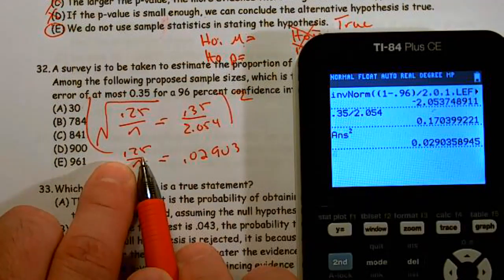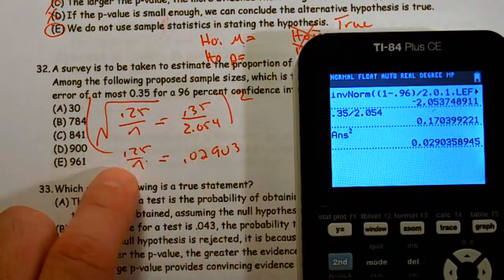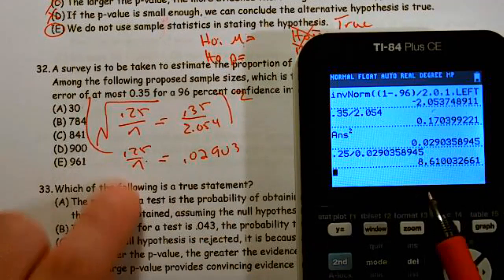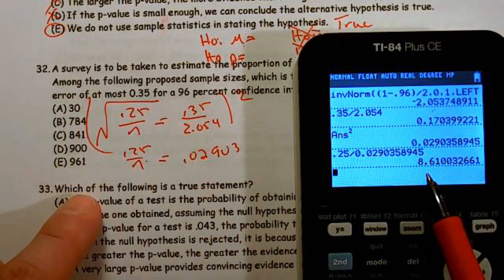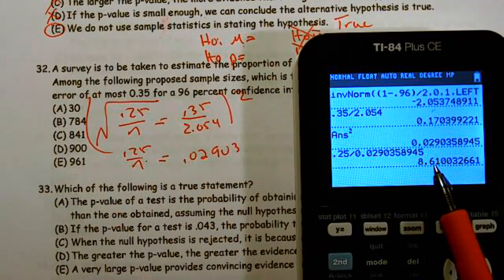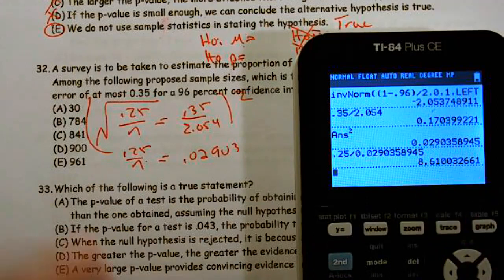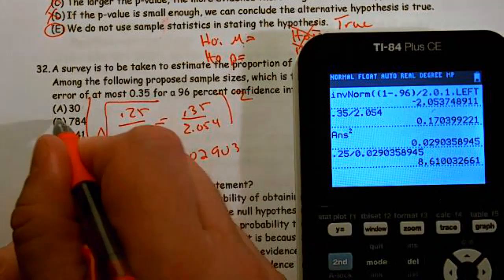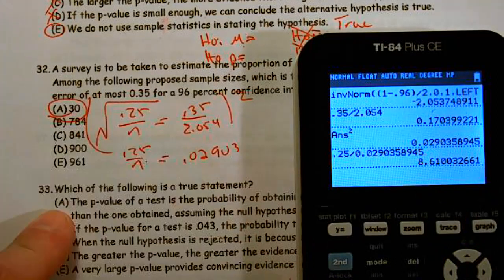Then I'm going to divide 0.25 by that value. Now I get a value of 8. Really, you're like, where's 9? I don't see 9. We always go to the next higher value. There is no 9. There is no 10. My next higher value is 30. So I have to use 30.